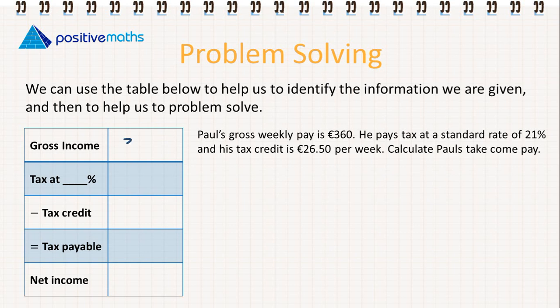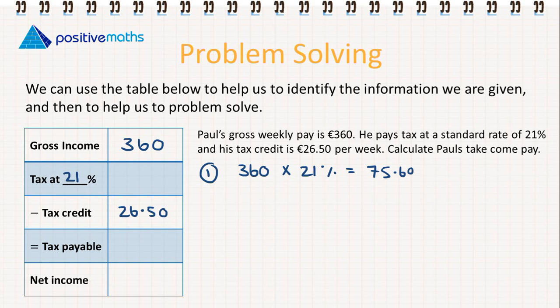So his gross income, we start off, €360. His tax is calculated at 21%. We have to subtract his tax credit, which is €26.50 per week. This will give us the tax payable. Then we can calculate our net income. So step one is calculating our tax. It's going to be €360 multiplied by 21%, and we get €75.60.